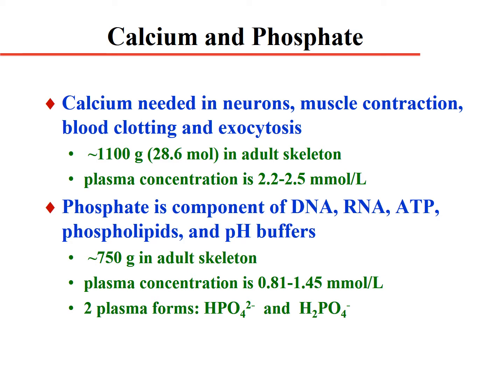Calcium is needed in the nervous system, in the muscle for muscle contraction, for the clotting mechanism, and for exocytosis. Phosphate is a component of DNA, RNA, ATP and phospholipids, and serves as a pH buffer. In our body, we have about 700 or 800 grams in an adult skeleton, and the plasma concentration ranges from 0.8 to 1.5 millimole per liter. There are two forms of phosphate, a biphosphate and a monophosphate form.